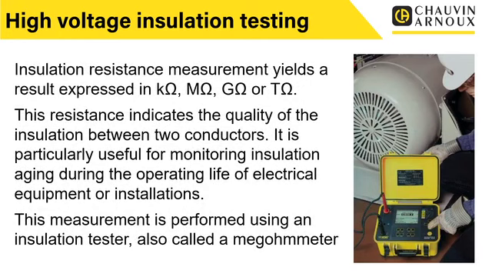Insulation resistance measurement yields a result expressed in kiloohms, megaohms, gigaohms, or in some cases even teraohms. This resistance indicates the quality of the insulation between two conductors. It is particularly useful for monitoring insulation aging during the operating life of electrical equipment and installations. This measurement is performed using an insulation tester, also called a megohm meter.